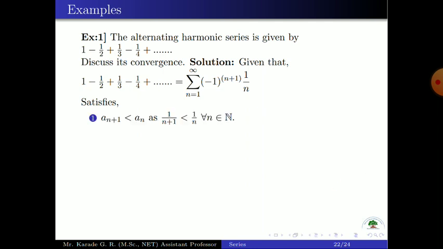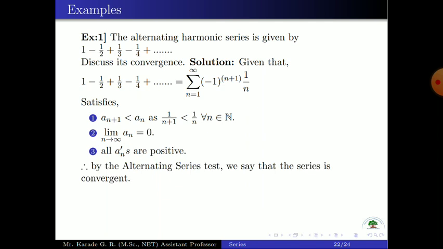The first condition: the nth term is strictly greater than the n plus 1th term, and it is true for all n in the natural numbers. Also the sequence an converges to 0 and all an are positive. Therefore by the alternating series test we say that the series is convergent. And let us take some examples. Discuss the convergence of the series.